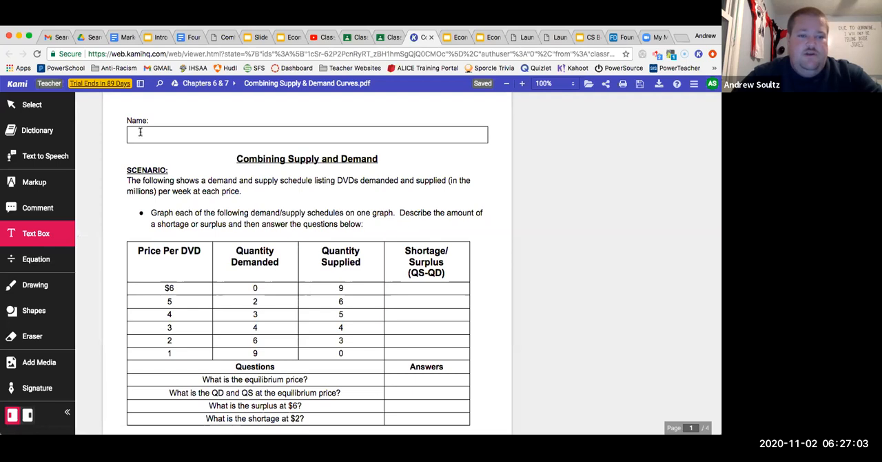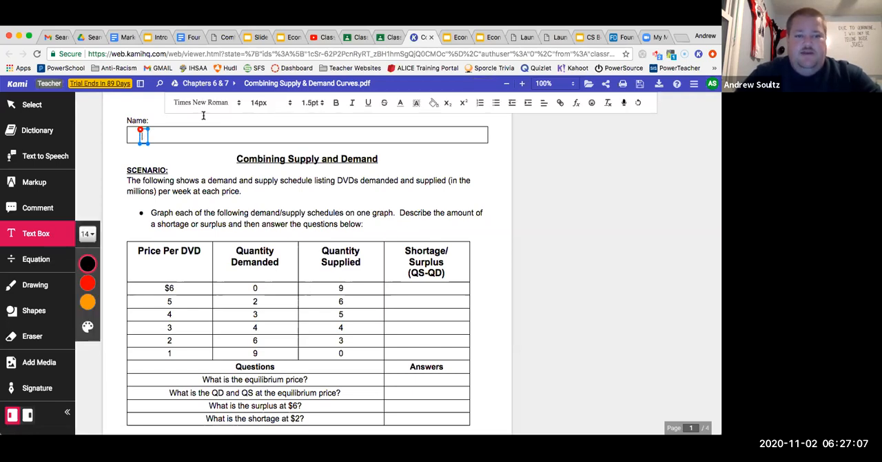If I wanted to do a text box, I can just click up here where the name is and I can put my name in here. You can change the font size. You can change the color, whatever you guys want to do with that. You can play around with it. But the scenario on this is we're looking at the supply and demand for DVDs.